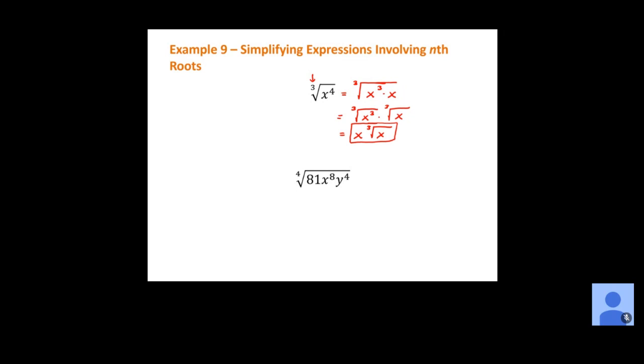Okay, so let's look at the next one now. Same thing. I want to try to create groups of 4s this time because I have a 4th root. And so when we look at these things, I'm going to keep my number this time. That's just going to be the 4th root of 81. If I want to create groups of 4 x's now, how could I rewrite x to the 8th power?